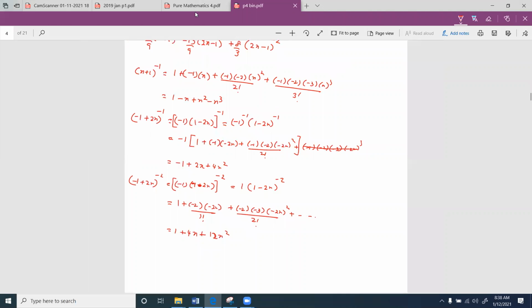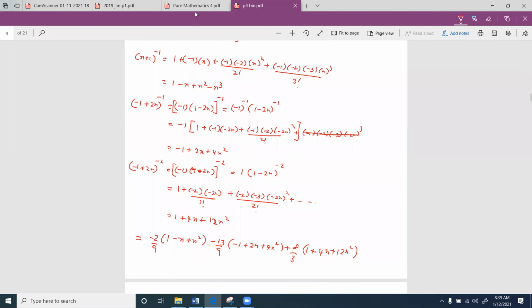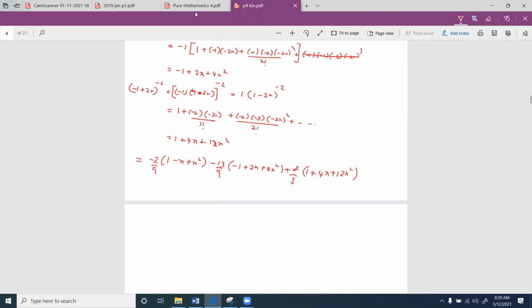Then we can write this expansion over here. So the total expansion is equal to minus 2 over 9, the first expansion, this bit, 1 minus x plus x squared. Then the next one is minus 13 over 9, the next expansion, minus 1 plus 2x plus 4x squared. The last one is plus 8 over 3, 1 plus 4x plus 12x squared. Right. After that, when you simplify, you can obtain this answer. I think you can get that answer.